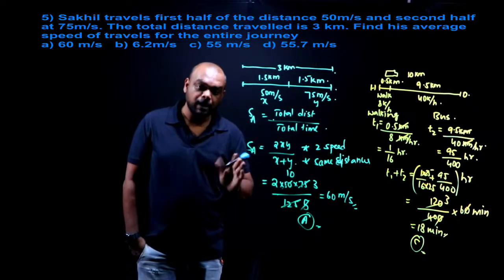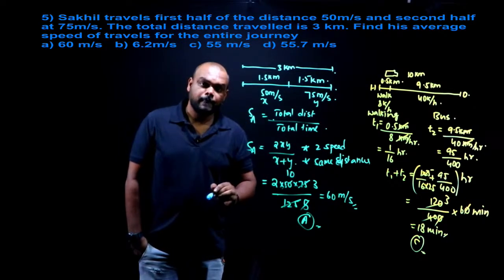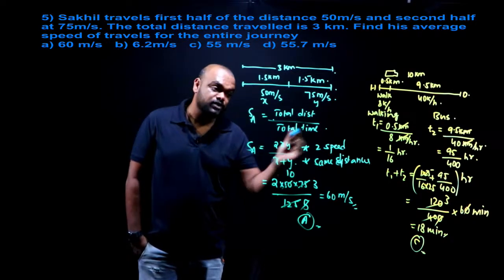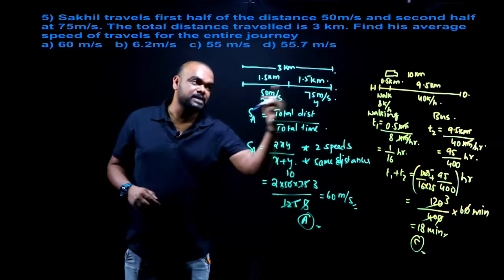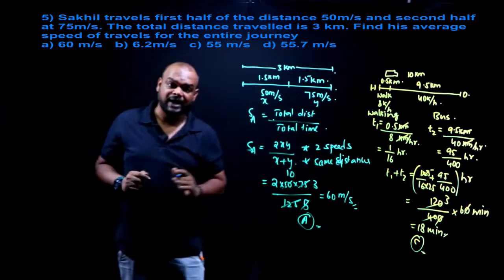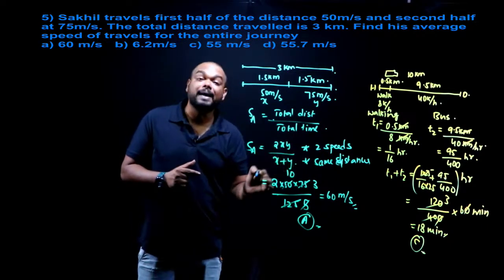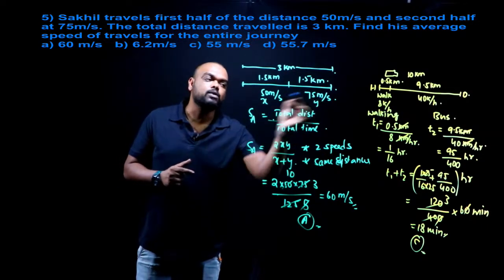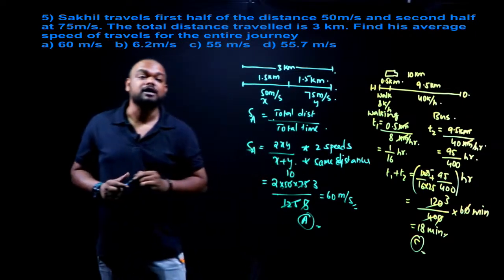I'm repeating one more time. For average speed you need the formula 2xy divided by x plus y. But for this formula, 2 conditions must be satisfied. There must be only 2 speeds, and the distances traveled at both the speeds must be the same. Yes, both the conditions are satisfied. So apply the formula 2xy divided by x plus y. The x value is 50 meters per second, the y value is 75 meters per second. If I apply it and calculate, my answer is 60 meters per second.